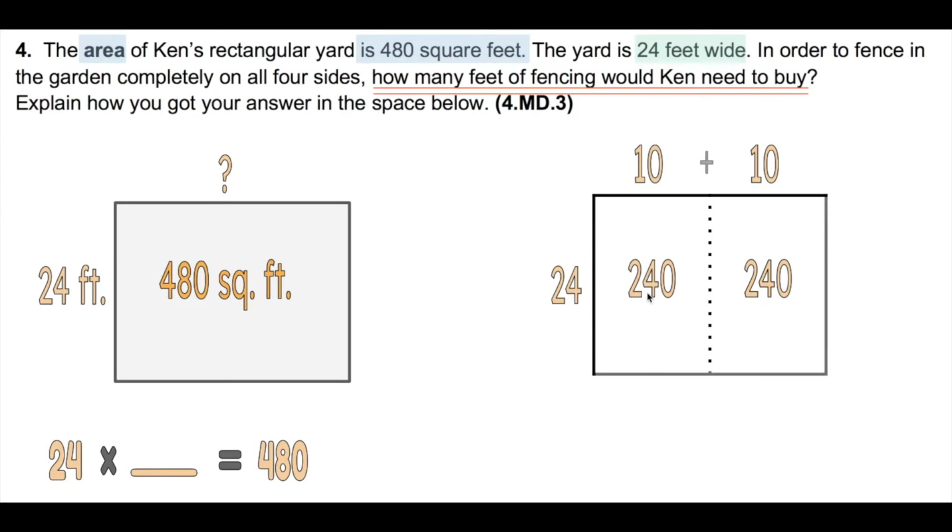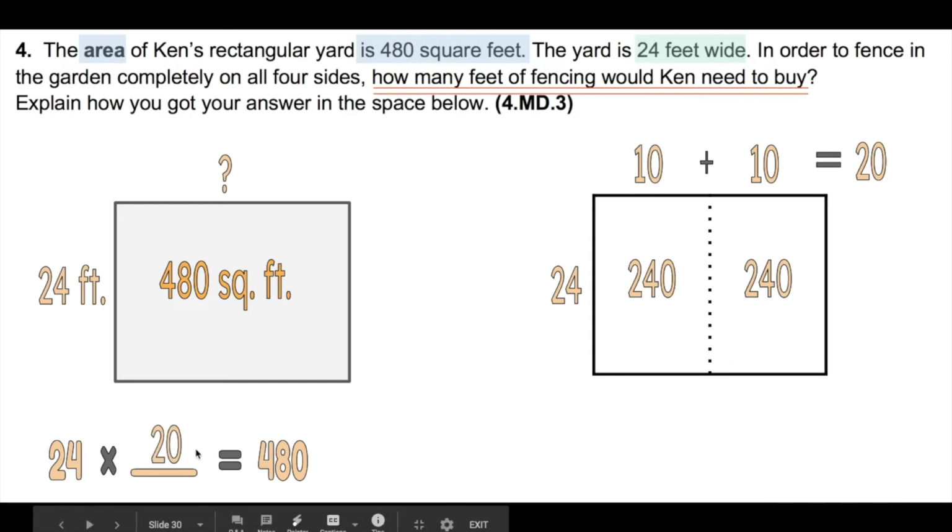All right, so we don't need to do anything else. Now, what do we multiply by? We multiply by 10 and then 10 again. 10 plus 10, that's 20. So it looks like we're saying that 24 times 20 is 480. Boom, 24 times 20 is 480. But I want to check my work. I want to make sure that this is correct.